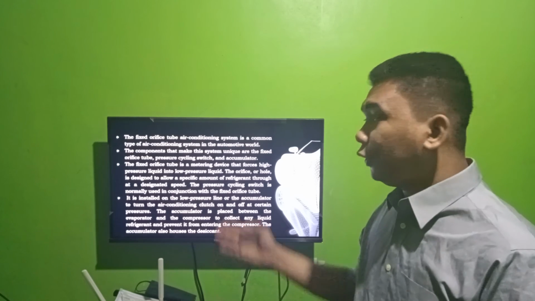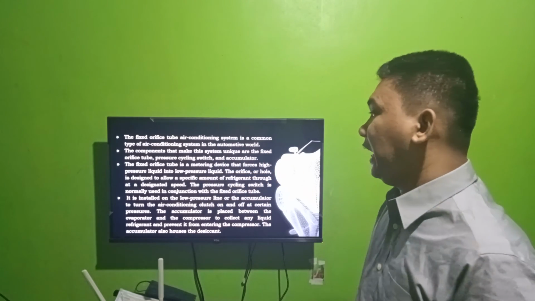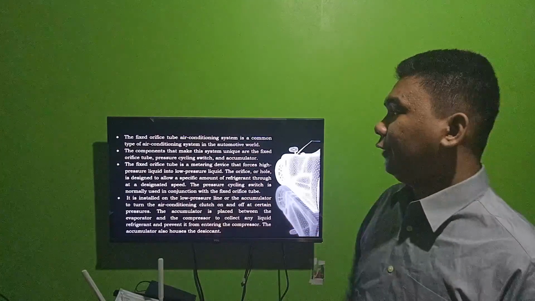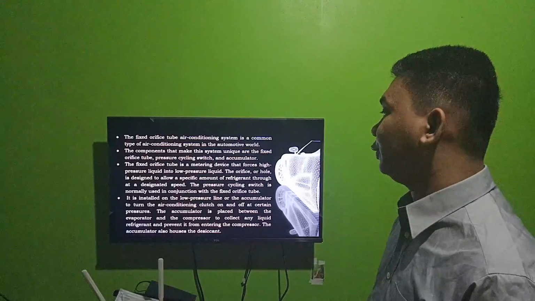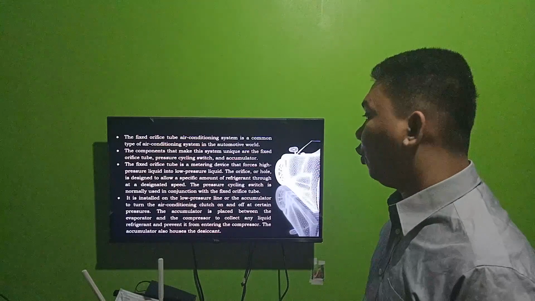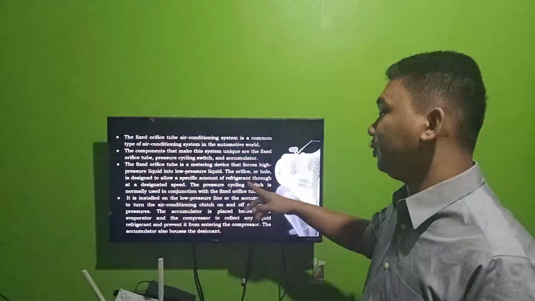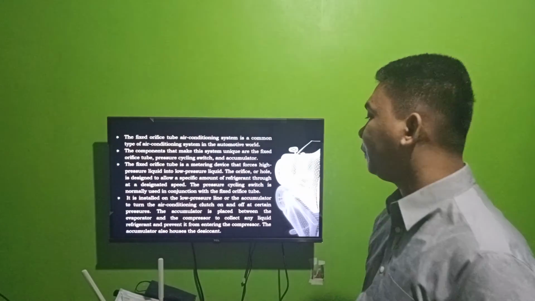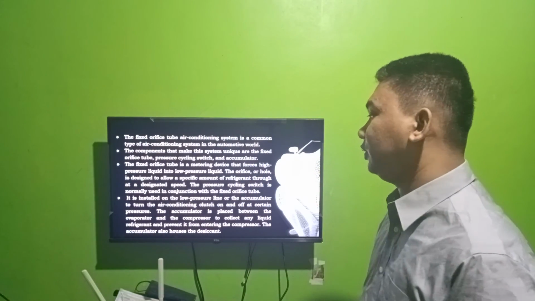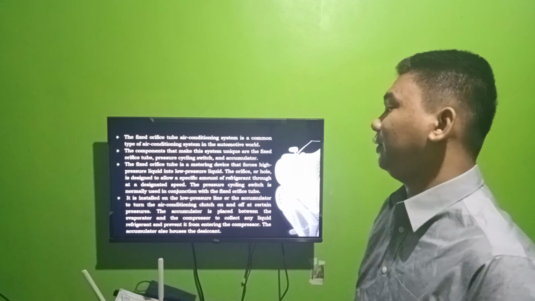So the components that make the system unique are the fixed orifice tube, pressure cycling switch, and accumulator. So the fixed orifice tube is a metering device that forces high pressure liquid into low pressure liquid. So the orifice or hole is designed to allow. So sa orifice, the synonymous word is hole. Okay? So butas lang talaga siya. So it's designed to allow a specific amount of refrigerant through a designated speed of the pressure.